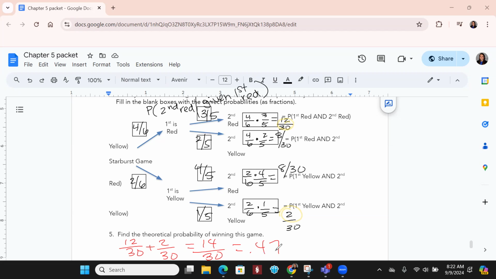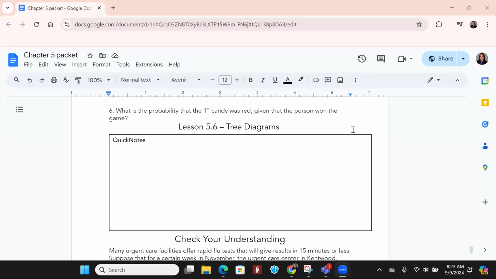All right, go ahead and look at the next question. See if you can answer that one. So what is the probability that the first is red given that they won the game? So how do we do this? Out of the probability that they win, we're trying to find that the first is red and they win.